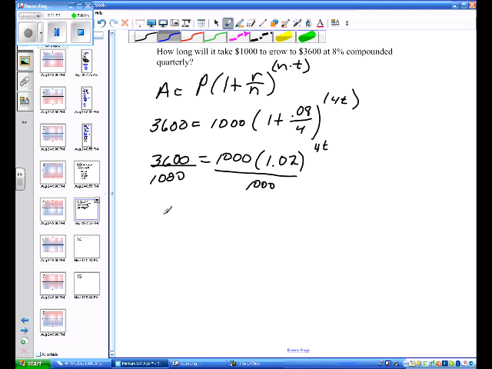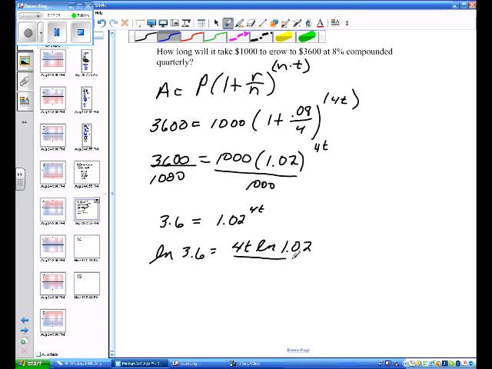So that gives us 3.6 is equal to 1.02 to the 4t. You want to get these to where you have some quantity being raised to the power. Now we can use our rule. We have two numbers equal, so their logs equal. So the log of 3.6 is equal to 4t times the log of 1.02.